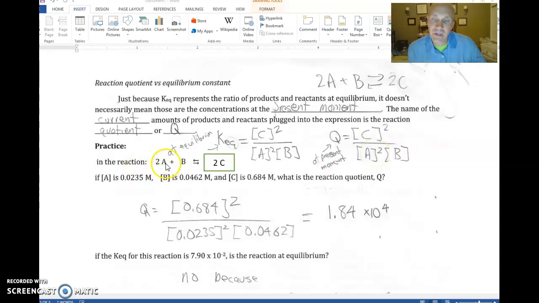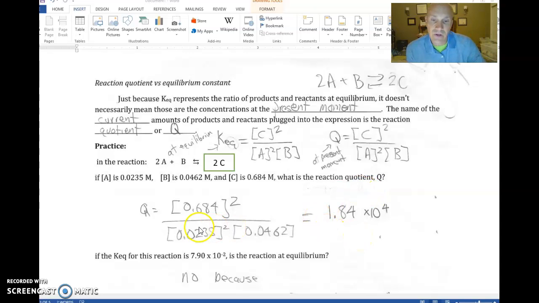So for example, let's pretend that we've got this reversible reaction right here, and I tell you what the current concentrations are. What would the reaction quotient be? Well, all you do is create your equilibrium expression. You'd have C squared up top, A squared in the bottom, and B in the bottom, and you just plug in for what things are. If you plug all those values in, you would get this as your Q value.